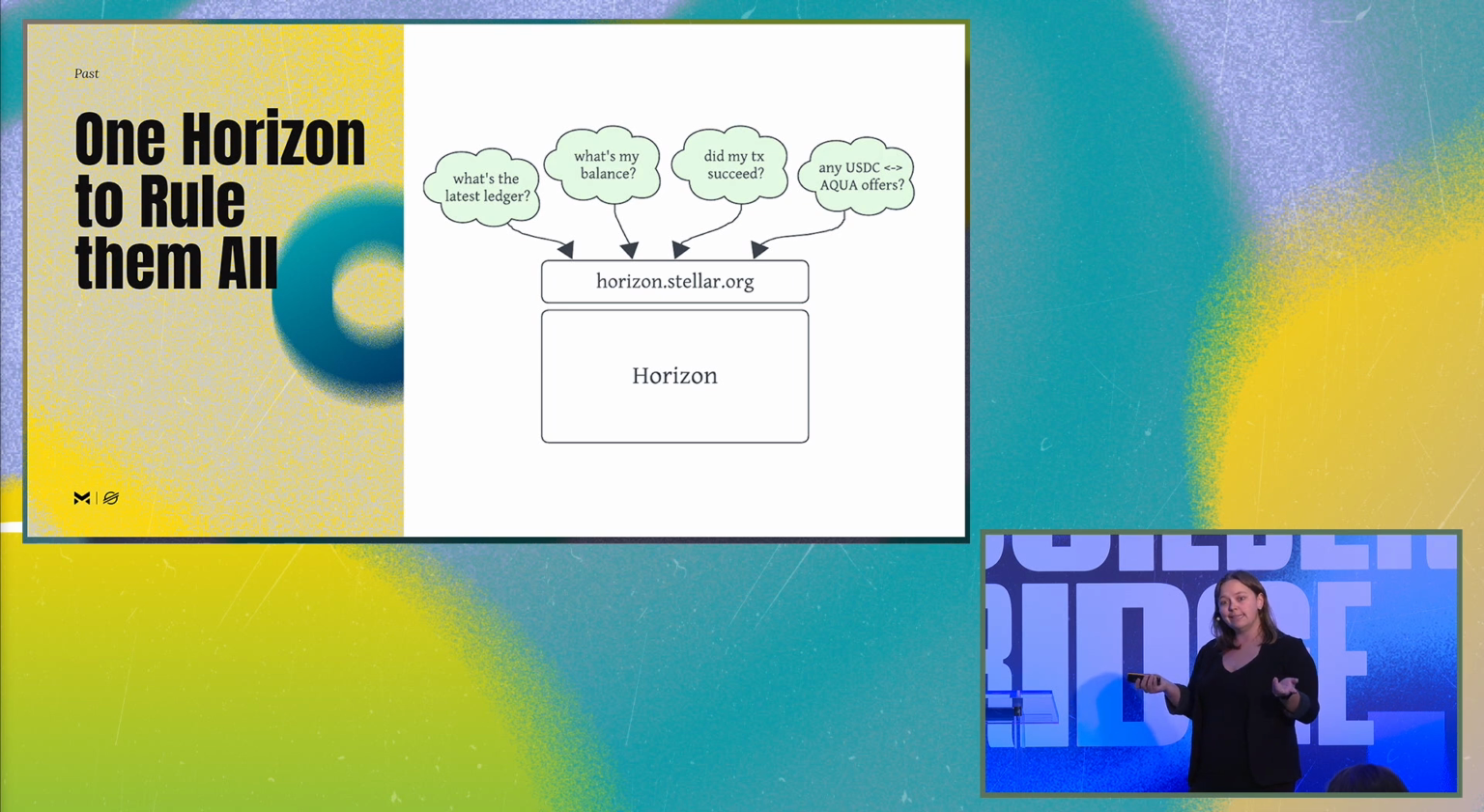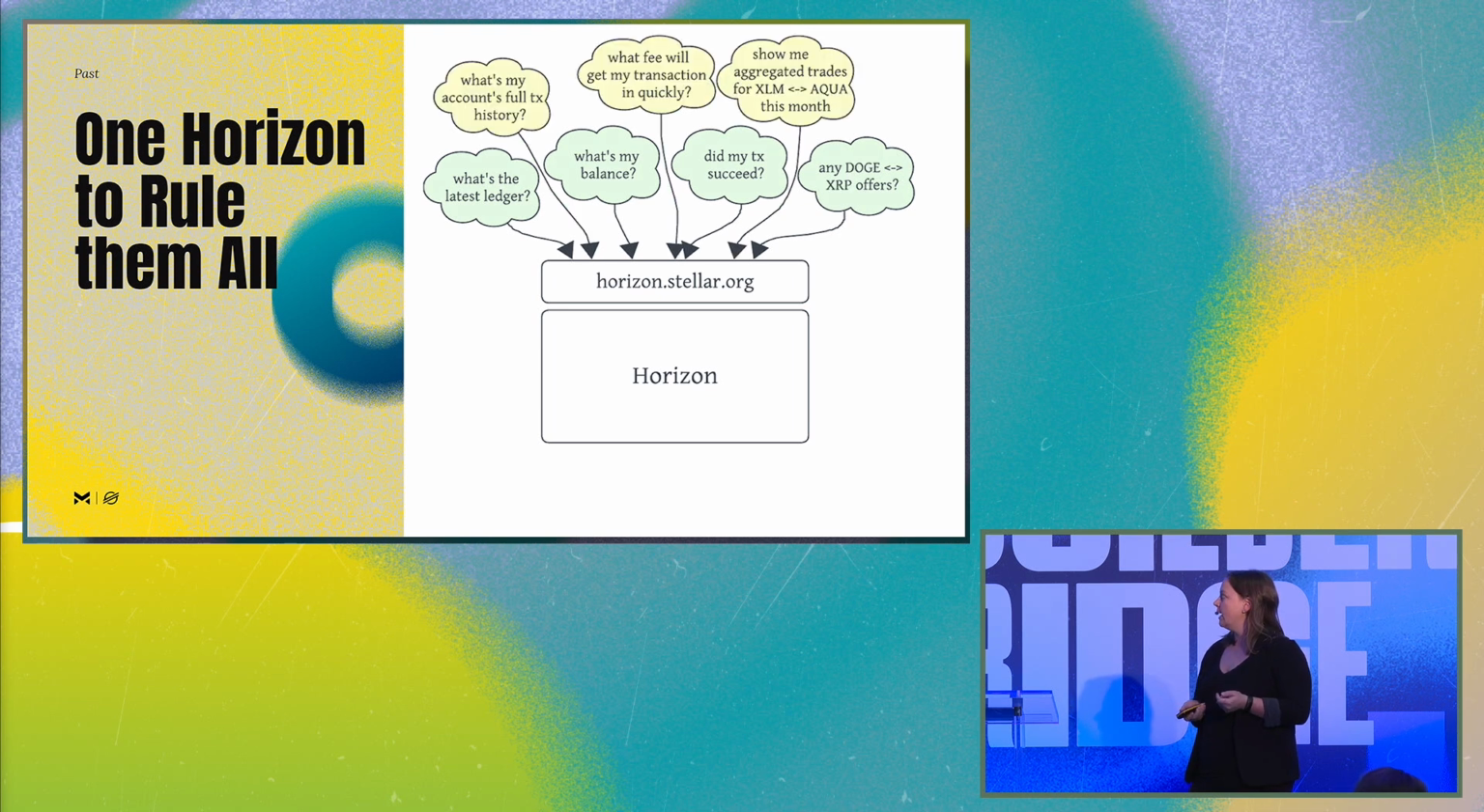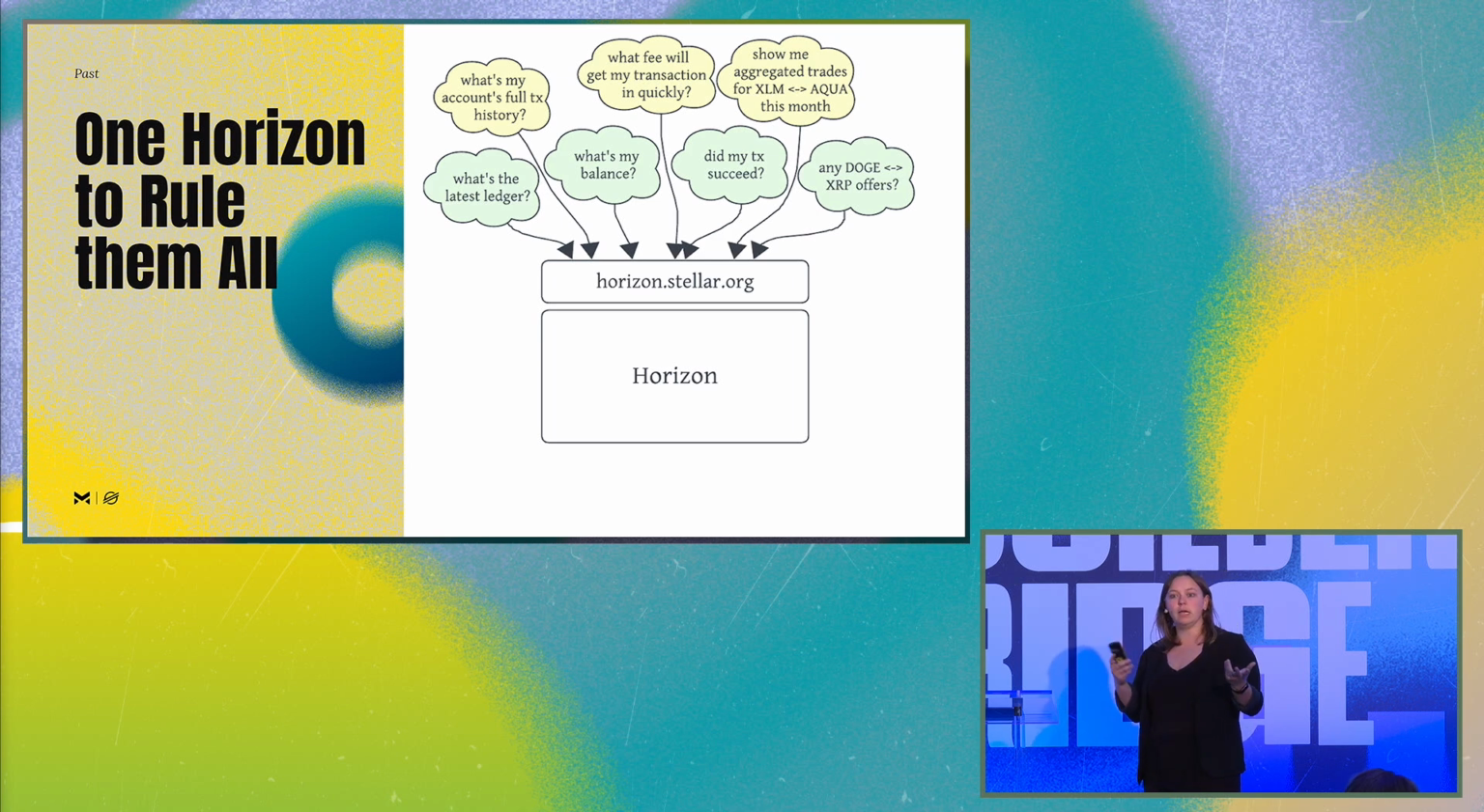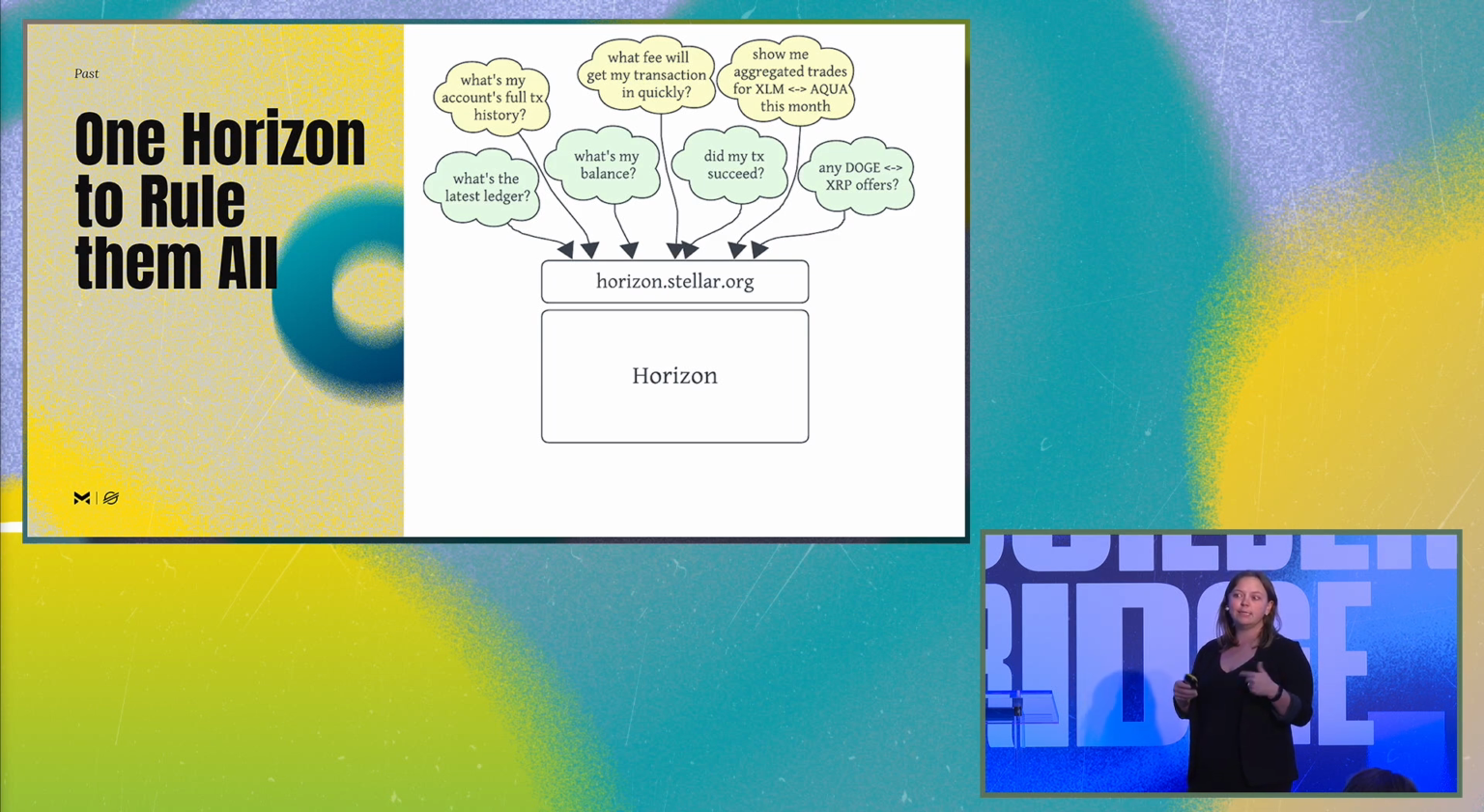But Horizon does a lot more. It hosts historical data. So questions like, what's my account's full transaction history? That's a little bit more expensive to answer, but it tends to be less often asked. You probably only need to ask that very occasionally when you're scrolling through your transactions.